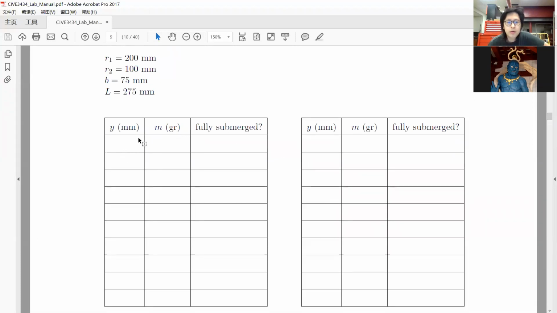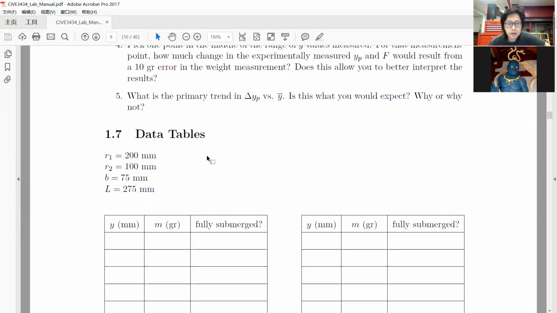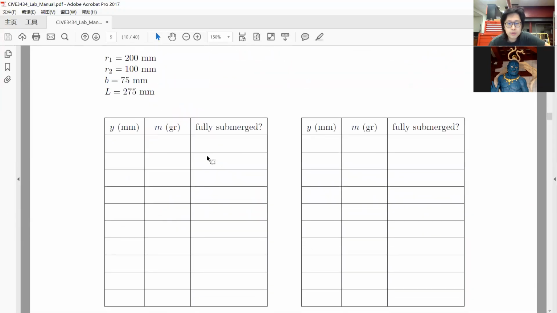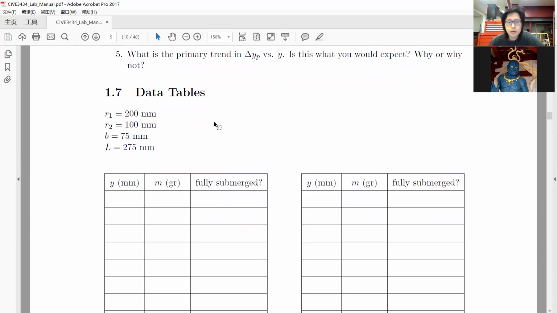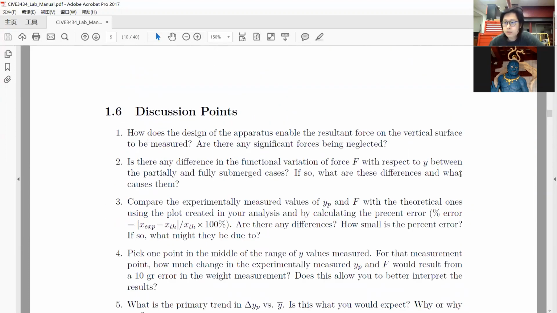We measure one Y value. We have a corresponding value of mass, fully submerged or partially submerged. You don't need to worry about that. For the data I'm sending you, I will tell you if it's fully submerged or partially submerged, so you're able to look at the equation you need. Basically, it's two columns of data, and that's pretty much it.